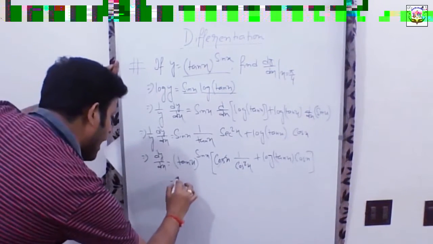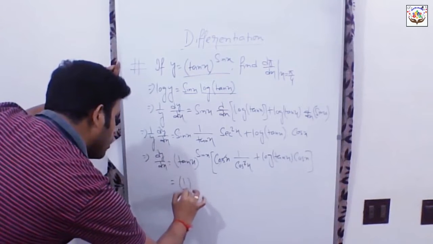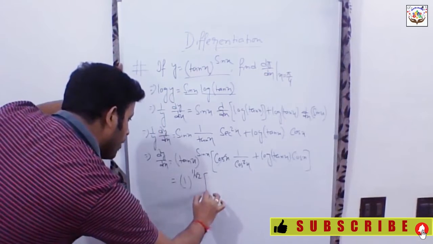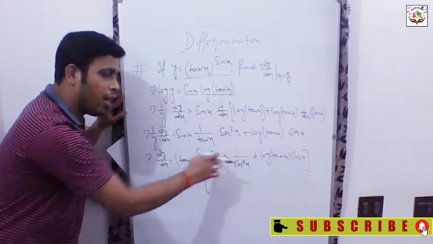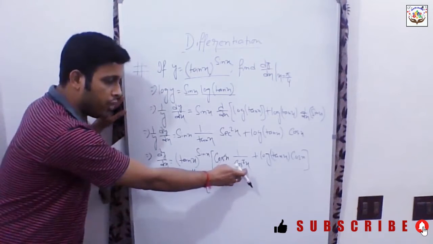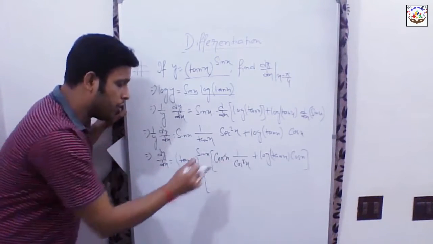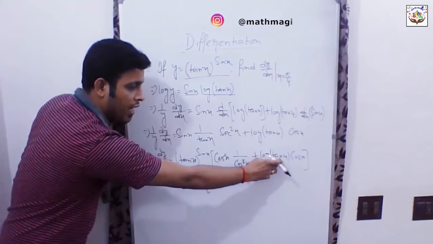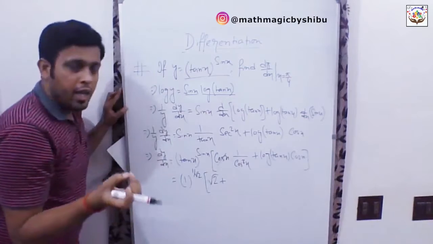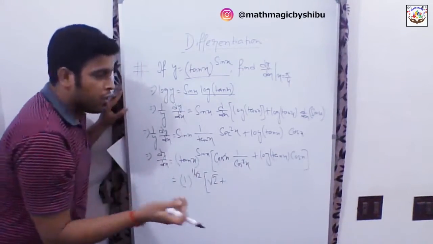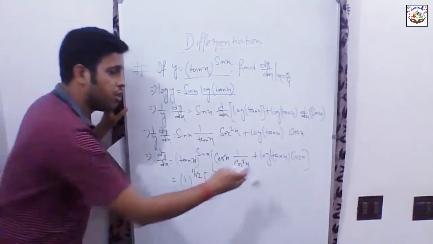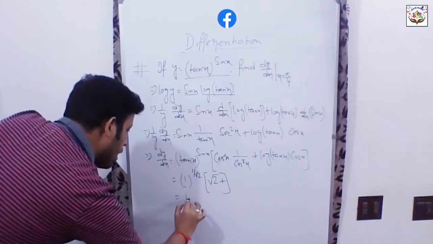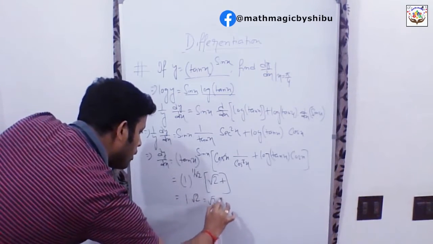Okay, so tan of pi by 4 we know is 1, and sin of pi by 4 we know is 1 by root 2. Let me tell you, pi by 4 is 45 degrees, and here 1 by cos x, so cos of pi by 4 is 1 by root 2, so 1 by that will be root 2, right? Now log of tan 45 degrees is log 1, and we know log of 1 is 0, so 0 into cos x means 0, so this portion will be 0 itself.